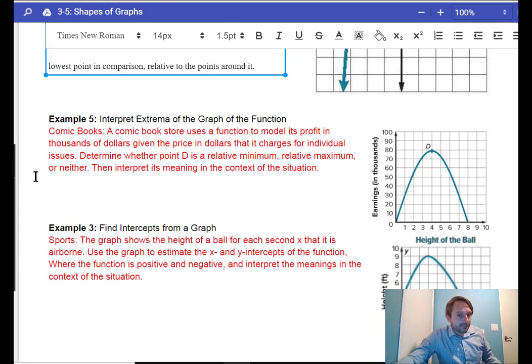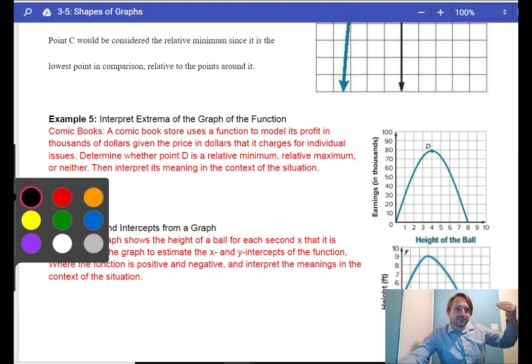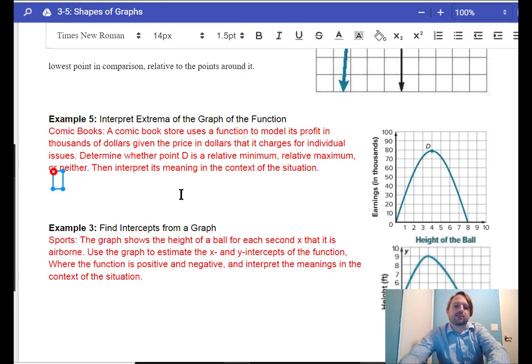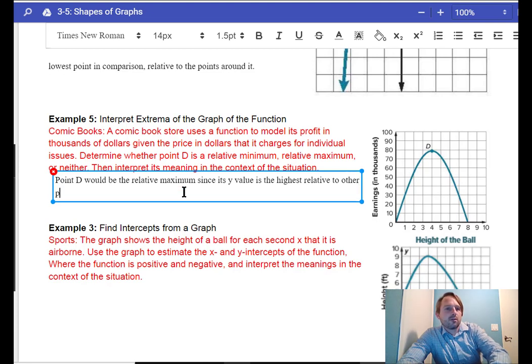All right, let's go on. Let's talk about it. Looking at it, point D, relative to all the other points, is the highest, the maximum. So point D would be the relative maximum since its y value is the highest relative to other points.